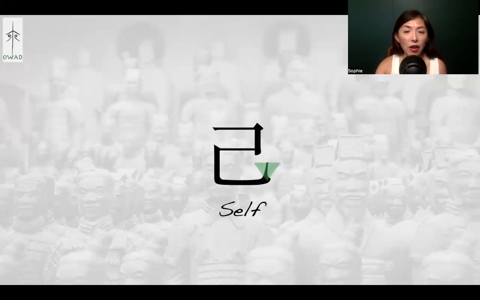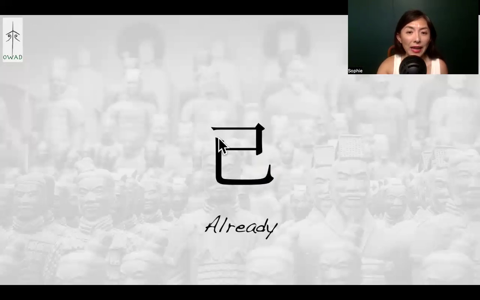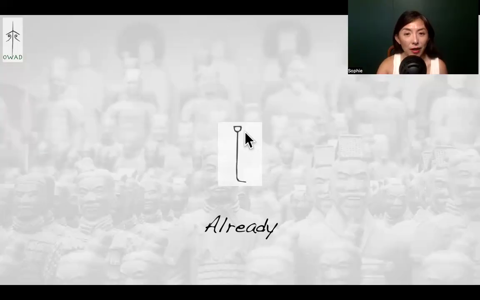All right, so the next one is also yi, meaning already. This character we use a lot, just like self. Those are commonly seen Chinese characters, and they can be confusing. Here we have almost the same shape, except here it is half open. And this came from this dangly looking thing, that's supposed to be a snake imagery.